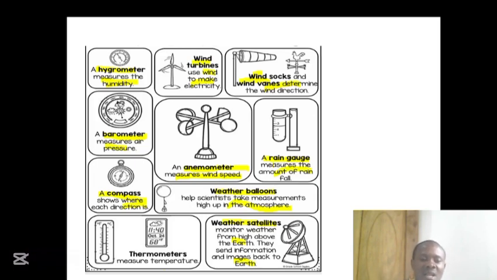And lastly, we have the thermometer. The thermometer is used to measure temperature.